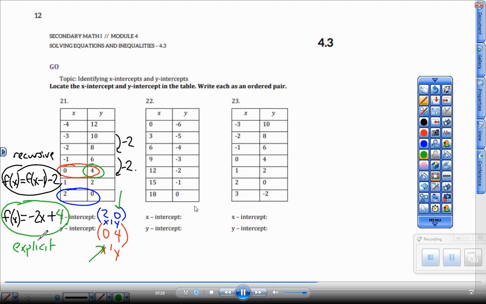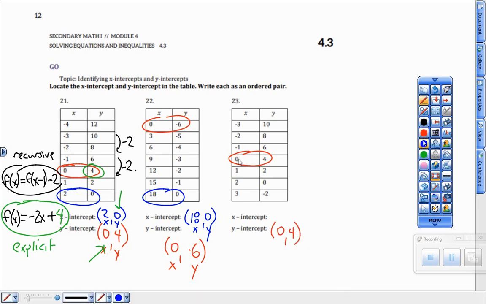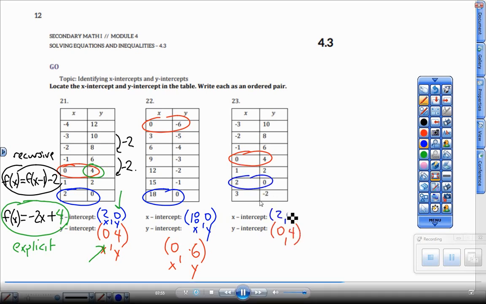Okay, 22. X-intercept is where y is 0. Y-intercept is where x is 0. So the x-intercept, y is 0, 18, 0. X-intercept, y is 0. Y-intercept, x is 0, that would be 0, -6. For this one, 23. X-intercept, y is 0. Y-intercept, x is 0. Y-intercept, 0, 4. The x-intercept, 2, 0. I would like you to write all this for me.